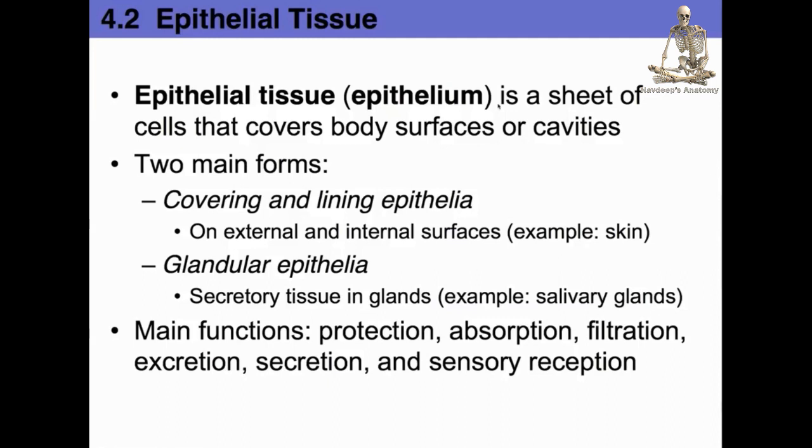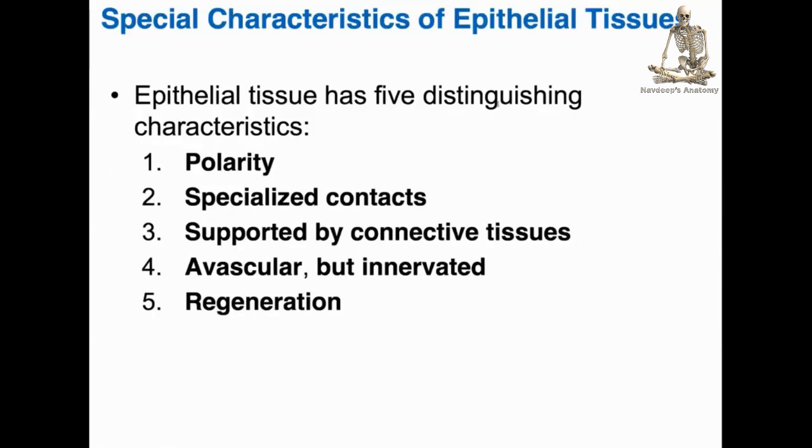So depending upon which type of cells the tissue is made up of and what its location is, it may perform mainly all of the functions, and it may perform any single type of function also. So in common, epithelial tissue performs all these functions of protection, absorption, filtration, excretion, secretion, and sensory reception.